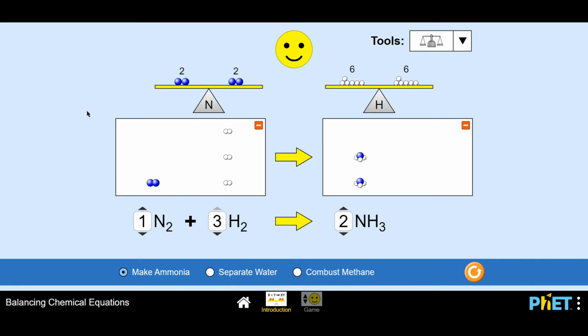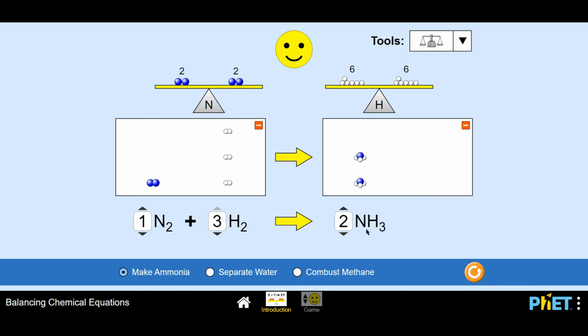There's one last thing that I want to point out. Using this simulation helps us understand that the numbers that go out in front of the reaction here, the coefficients, are 1 and 3 and 2. Those coefficients, we don't get to decide what they are. There are certain numbers that have to be there in order for the chemical reaction to be balanced.